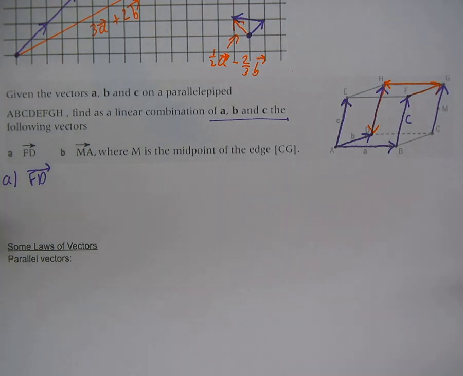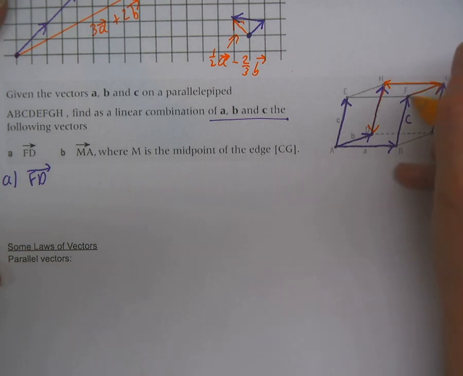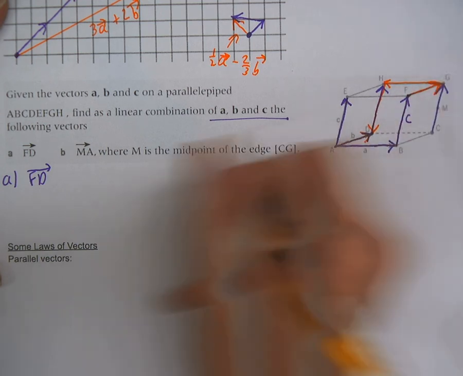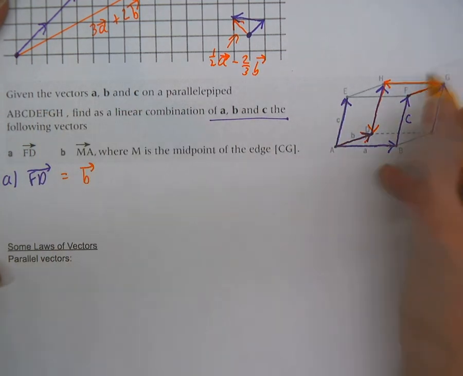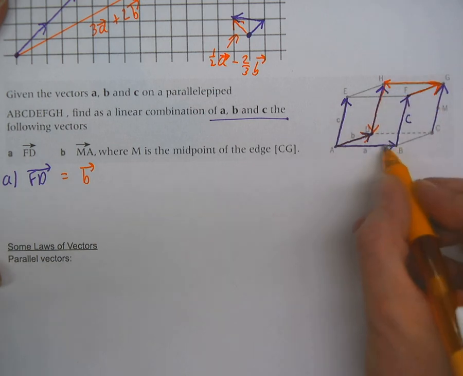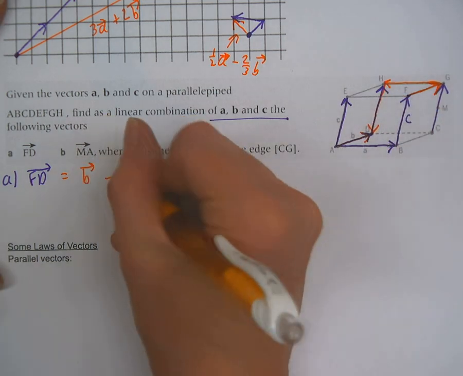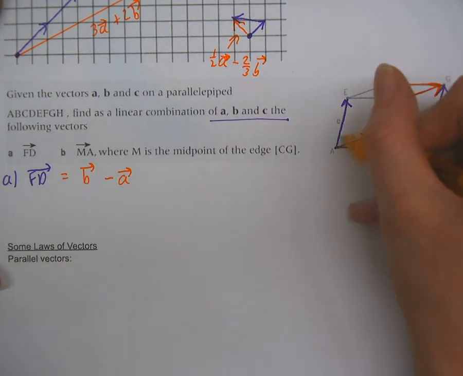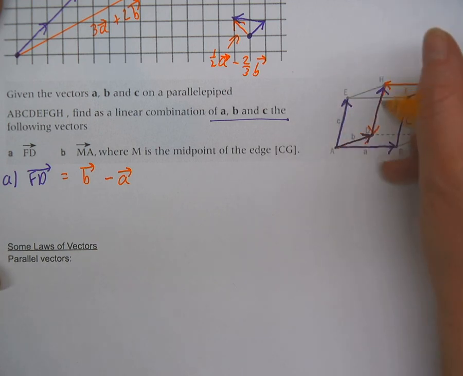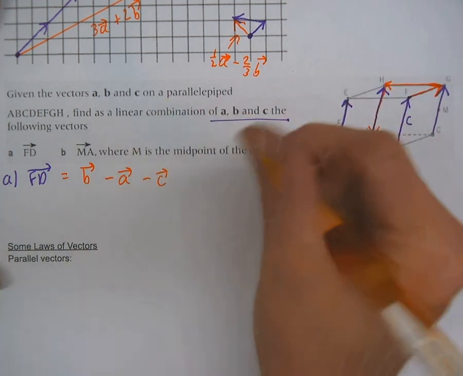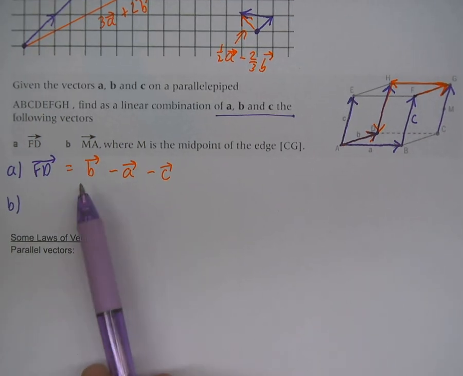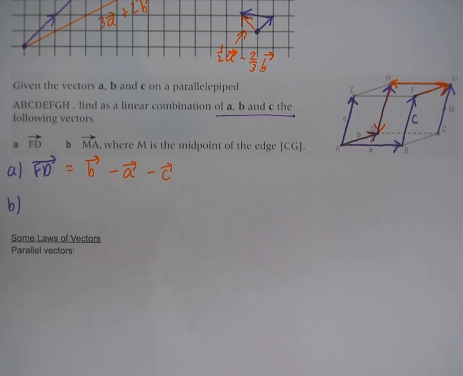So let's track this system of movements here. So from F to G would be the same as from A to D. So that's vector B. From G to H is the same as vector A, but going backwards. So I'd be minus A. And then from H to D is the same as vector C, but again going backwards. So that would be negative C. No matter which order you went, though, you'd have a negative A, a positive B, and a negative C. And the order doesn't matter on this.